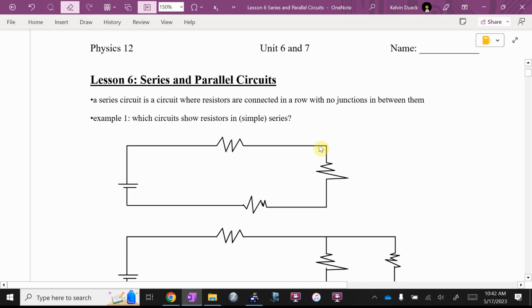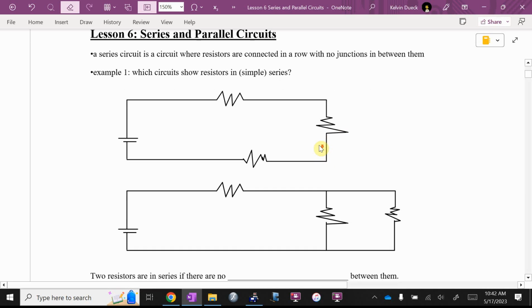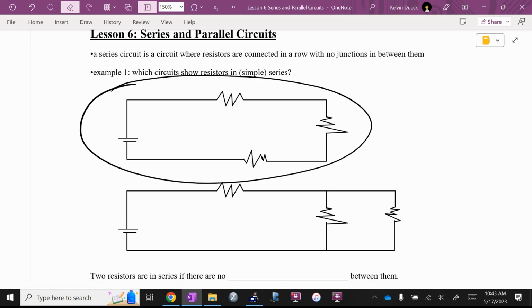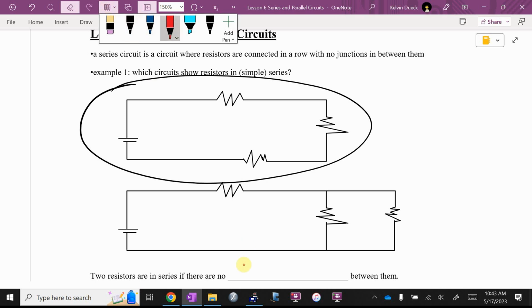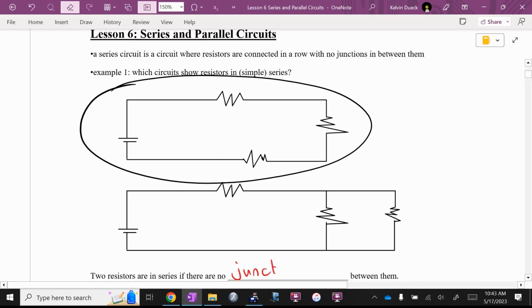Series and parallel circuits. Two or more resistors are connected in a row with no junctions between them. So of these two examples, which one has resistors in simple series, the top circuit or the bottom circuit? Don't overcomplicate it. This is series. Again, two resistors are in series if there are no junctions between them.